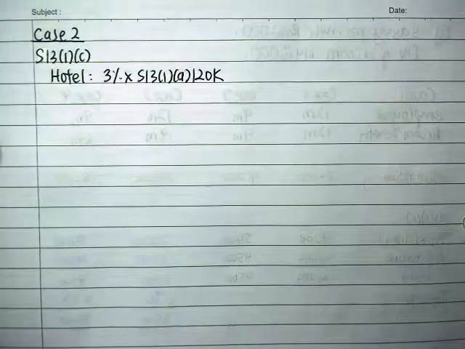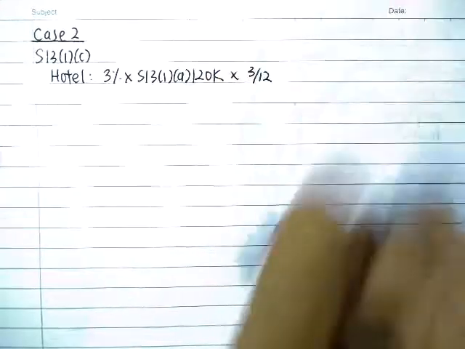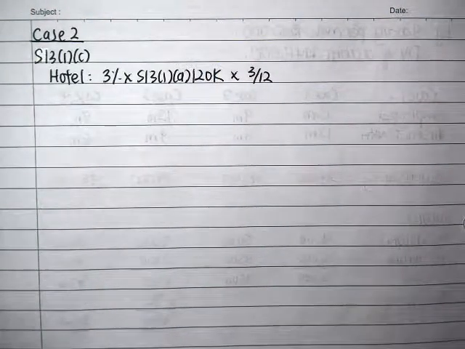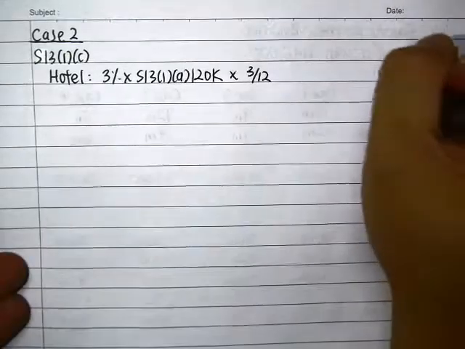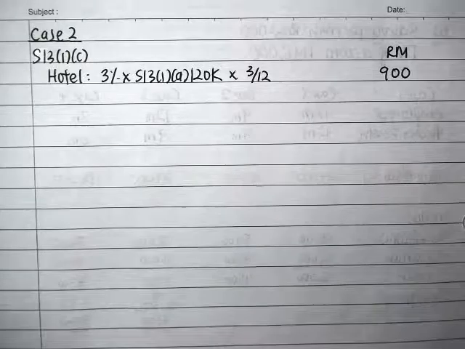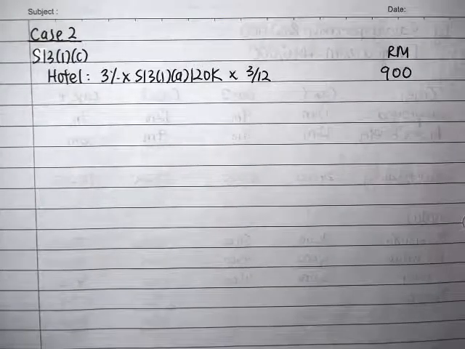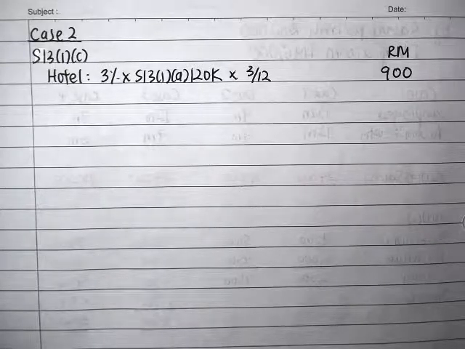Now, you have to do the hotel and the house separately. They are two different categories. You cannot put them together. So the hotel first. You must take 3% of 13-1A, which is 120,000. Now the hotel, you stay for 3 months, so you take 3 out of 12. That will be 900. You won't do adjustment for sharing. The adjustment is only on the defined value. Percentage will never be adjusted. So the sharing issue does not affect you.